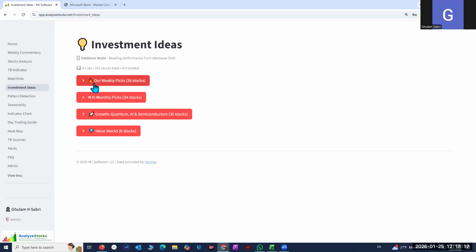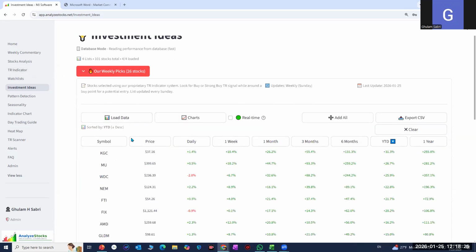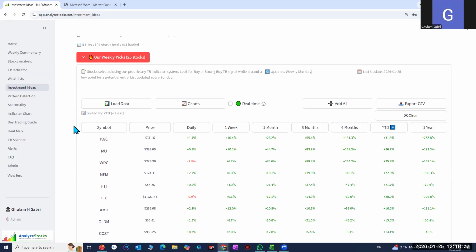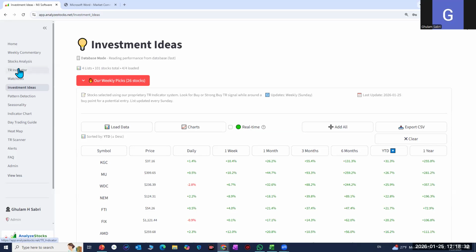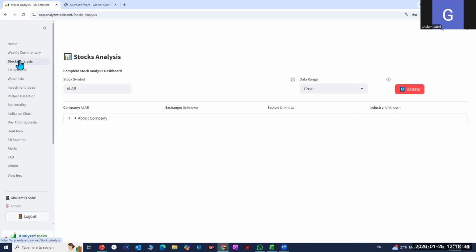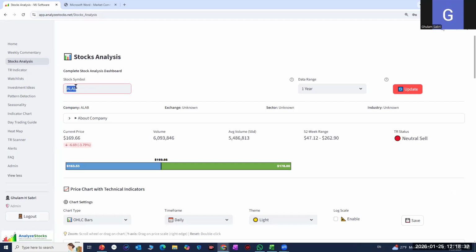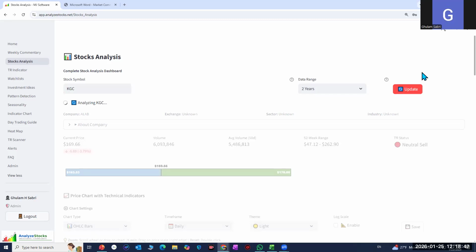Now, let's say we pick one of those stocks, which was NEM and KGC, which we picked last month right at the top of the list. So how do we analyze this? We go to our stocks analysis tab right here, and we put KGC here, and we select a data range, maybe 1 year, maybe 2 years, and then we press this update button, and it will update this particular page, which gives you general information about its price range.